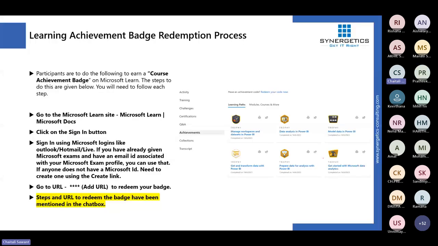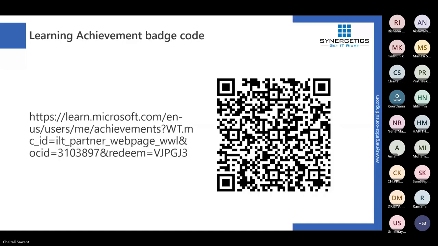If you already have a profile on Microsoft Learn, there is no need to create another. But if you don't have one, please create one. Once you create your profile, you will get a URL in the chat box with the steps. By the end of the steps, you will get one URL. Copy that URL and open it in a new tab. You will get a redeem button. Simply click on that button and get the badge activated.